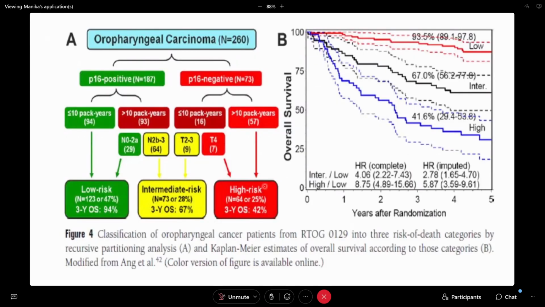Then coming to the overall survival, this is the Kaplan-Meier curve, in which there is a comparison of the overall survival rate. This is the low risk group, in which the overall survival rate was 93.5%, and in the intermediate group it was 67%, and in the high risk group it was 41.6%.